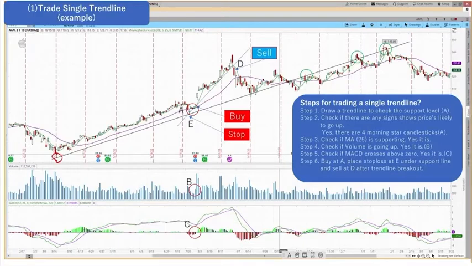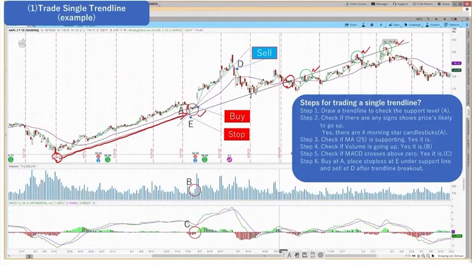So A, you can see, is a support level, and then we just try to see here is a breakout, and then after the breakout there are 3 times of test of the resistance line, 1, 2, and 3, and we draw this line through A, and we get this uptrend line, and then we try to find out the chance to trade. So let's see the setup.